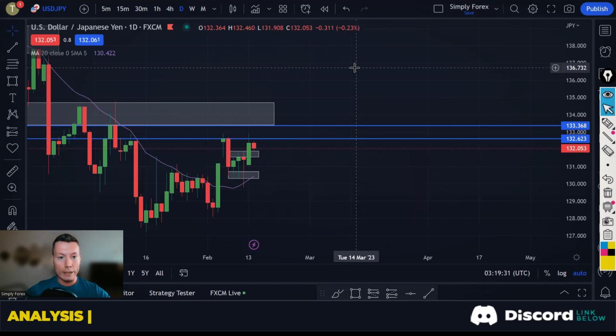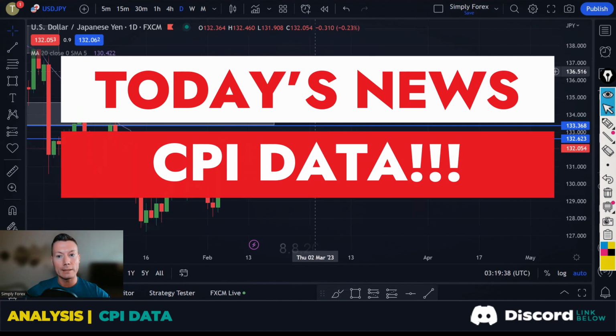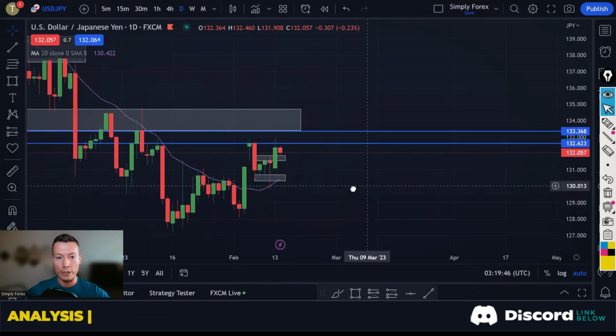Okay, guys. So, trades for Tuesday, the 14th of Feb. Before we start, it's really important to mention we've got the CPI data coming out of the US later. You must be aware of that. It's going to have a huge impact on the charts today.